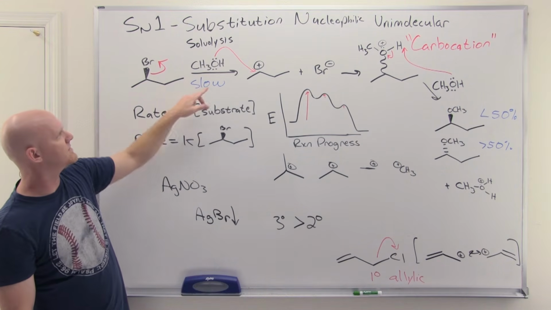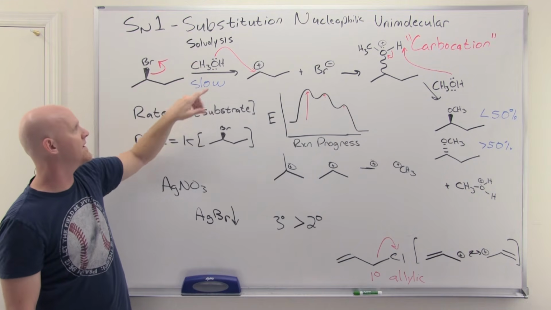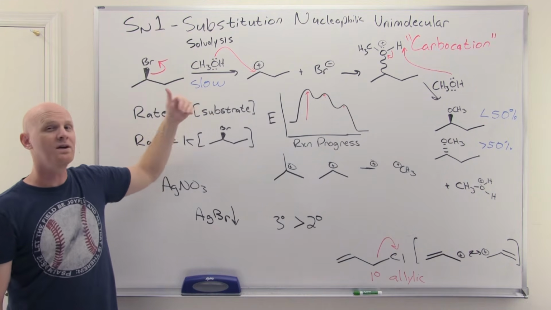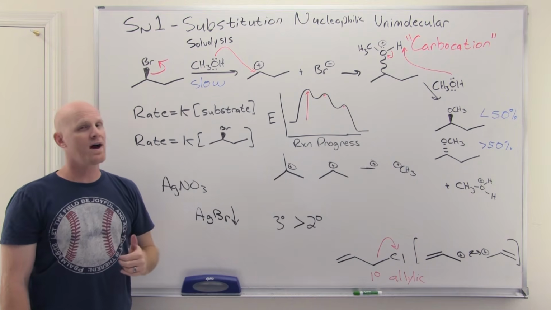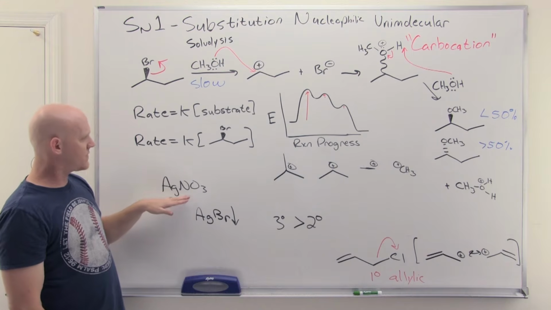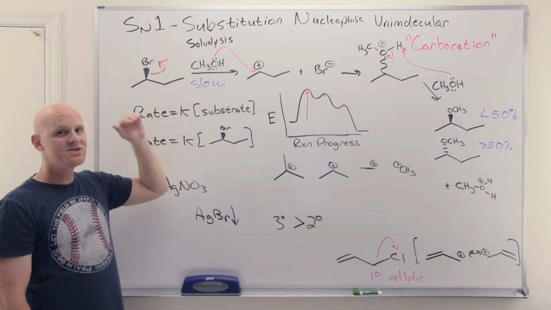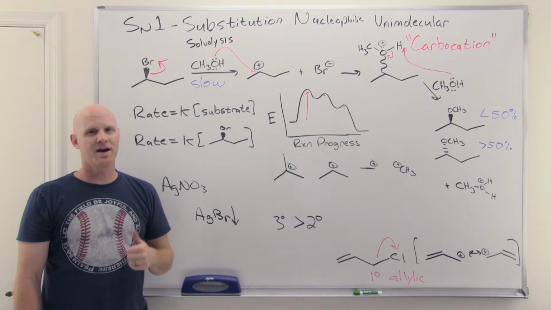So if you ever see not just methanol or water or something like that, some weak nucleophile we'll find out, but silver nitrate written as well, you should think, oh, they're trying to aid in carbocation formation. We'll probably do an SN1 there as well. So just wanted to throw in that silver nitrate's not going to be part of the product or anything like that. It's just there to aid in carbocation formation.